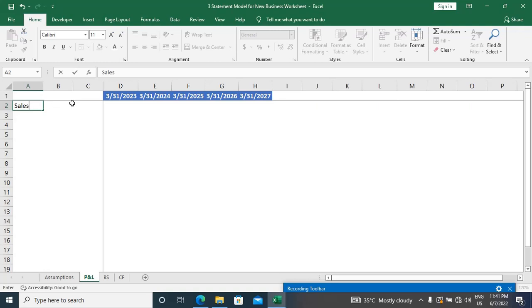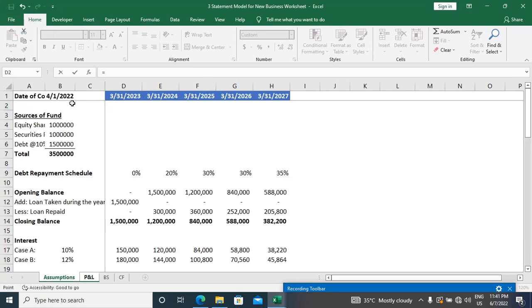So sales, what was the sales amount? Now, how to do it? Sales you have written down. There was no sales amount calculated in the assumption sheet, but we just calculated the units, right? But we did have the prices. So what can I do? I can press equal to, Control Page Up.